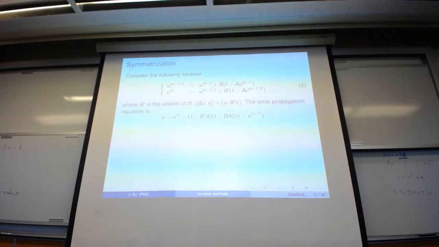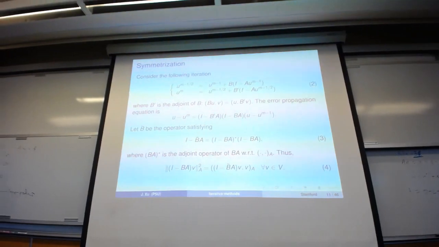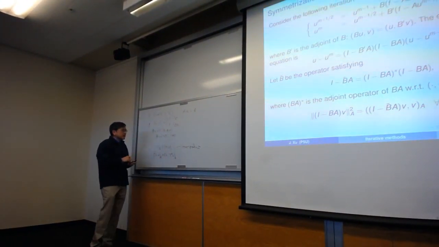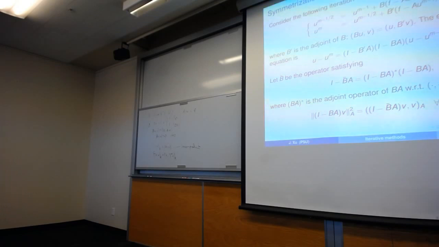Okay, let's see. So symmetrize it, you don't blame me, okay? If you put this together, you can actually symmetrize the scheme. Now I have this star, and I have this prime. That's that guy. Then I have this star: (TU, V) in the A inner product equals (U, T star V). This star is the adjoint transformation with respect to the A inner product. This prime is for the original guy.